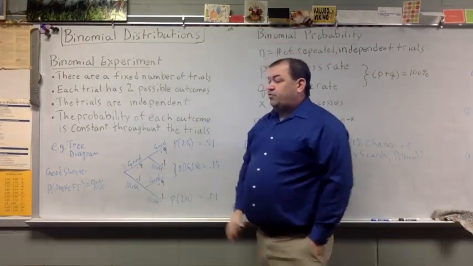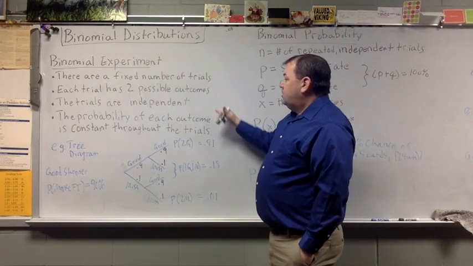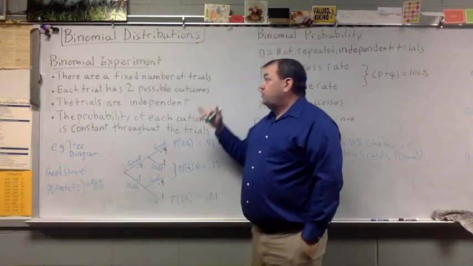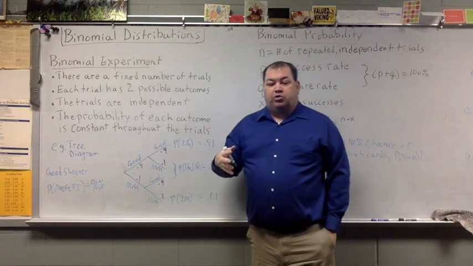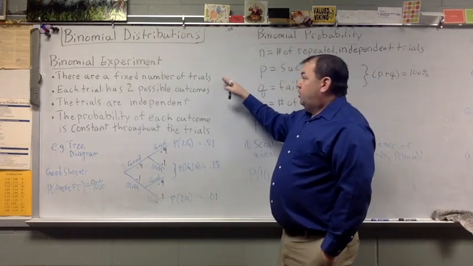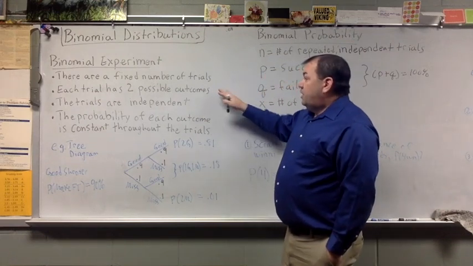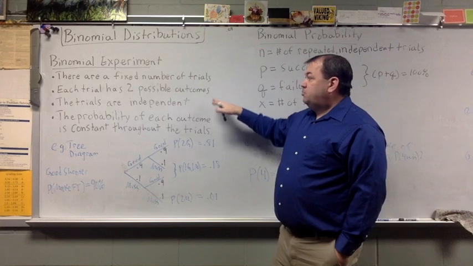So let's start with the idea of a binomial experiment. Binomial experiment has to follow these rules. First of all, there has to be a fixed number of trials. In the Galton box that I showed you, the hexstat, there were 100 trials because there were 100 balls following their path. Each trial has to have two possible outcomes.